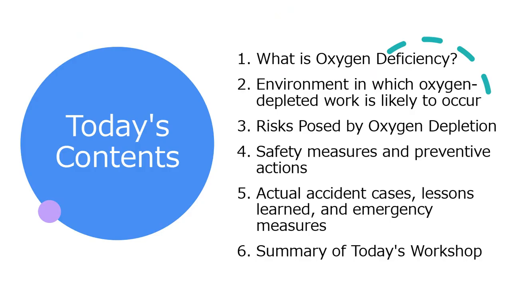This is what we are going to cover today. To begin, we will explain what oxygen deficiency is. Next, we will learn what environments are prone to oxygen depletion and the risks involved. Then, safety measures and preventive actions will be explained, and lessons learned from actual accident cases and emergency procedures when a disaster occurs will be discussed. These topics will help you learn about oxygen deficiency and specific ways to maintain a safe work environment.